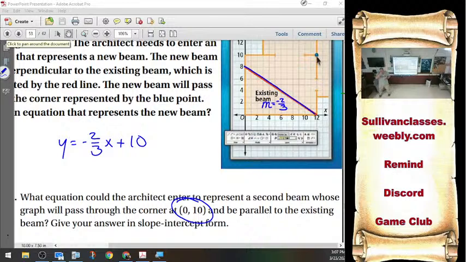Specifically because it was 0, comma, 10. If it was 1, 10, I can't do that. But because it was 0, 10 and it was already the y-intercept, I get to just use it. Okay?